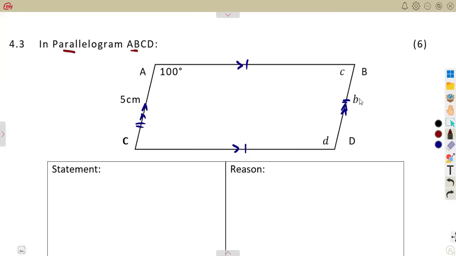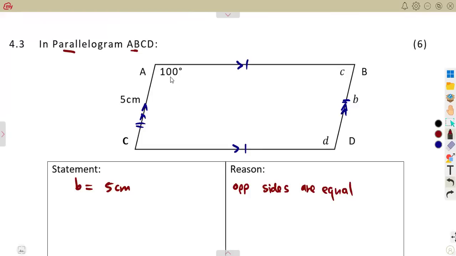So we can determine this B. B is not an angle, B is the side. As you can see, there's a 5 centimeter. That's why they're giving us this B. So B is equal to 5 centimeters. From the properties of a parallelogram, we understand that opposite angles are equal. Opposite sides are also equal. They are not just equal, they are parallel and equal.